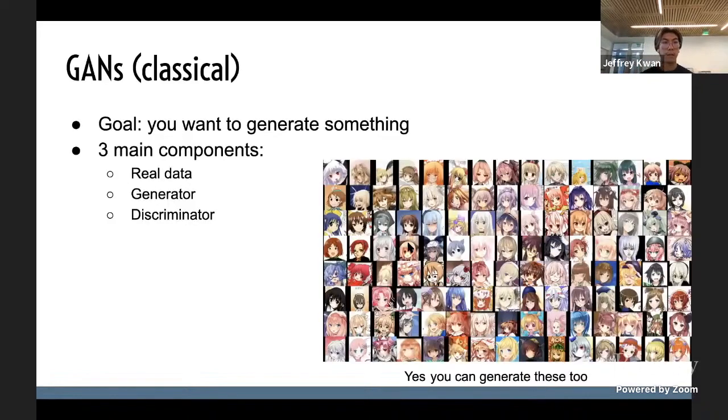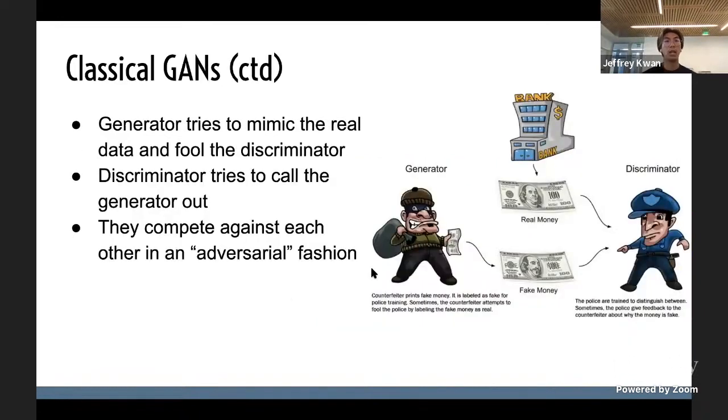This is something that came from classical machine learning. Your goal is to generate something. It could be a probability distribution, it could be faces, and there are three main components: you have some kind of data, you have a generator, and you have a discriminator. The point of the generator is to mimic the real data so that the discriminator can't tell them apart. The discriminator's job is to call the generator out and tell whether the data given to it is from the generator or from the real data. These two models compete with each other in this adversarial fashion, and eventually they get so good that you can actually generate real faces and your discriminator just can't tell them apart. This is called Nash equilibrium, in case you're curious.